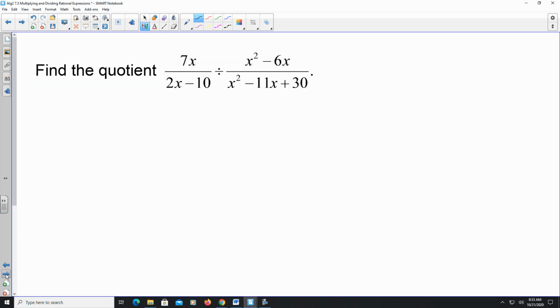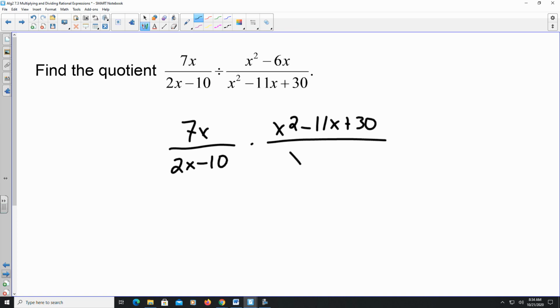So for this one, it's a division problem. What we're going to do is right off the bat, make it a multiplication problem. So I get 7x over 2x minus 10, multiplied by x squared minus 11x plus 30 over x squared minus 6x. Once you make it into a multiplication problem, you factor each individual numerator and denominator.